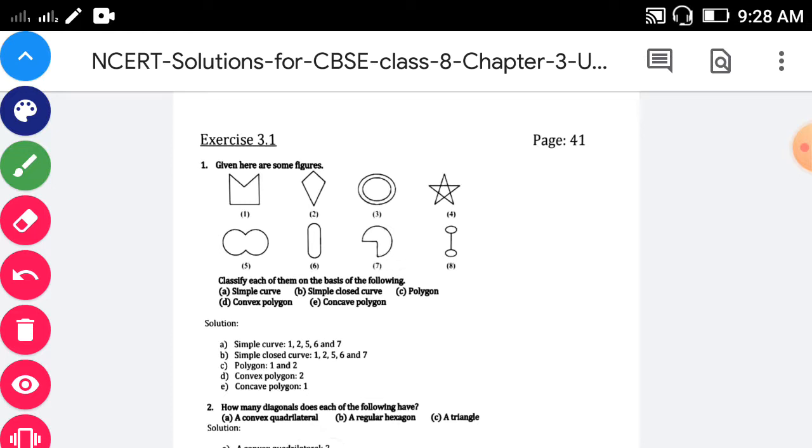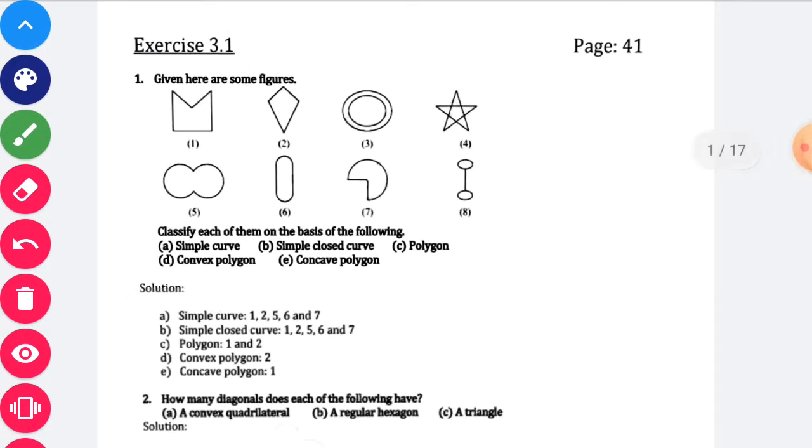Question number 1, given here are some figures. Classify each of them on the basis of the following. So what is the question? Some figures are given and some points are given. You have to classify the figure, that which kind of figure it is.